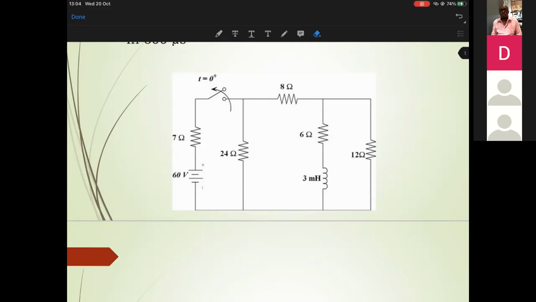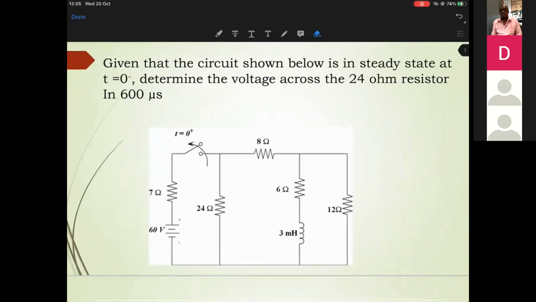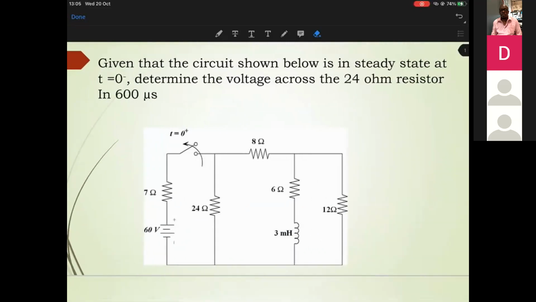All right, so you have the questions. I'm assuming you have looked at them. Let's go through them. Let's start with Mr. Sawyers. You're right up top, Adrian. So the circuit is before you. It says that the circuit shown below is at steady state at t equals 0 minus. Determine the voltage across the 24 ohm resistor at 600 microseconds. What's your approach, Mr. Sawyers?